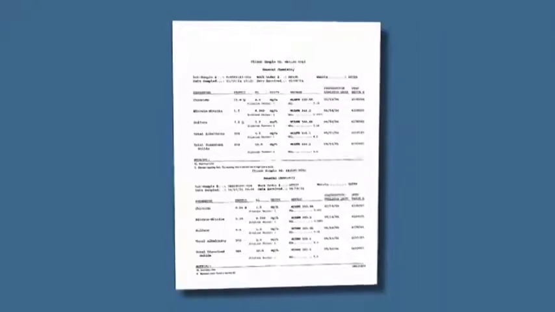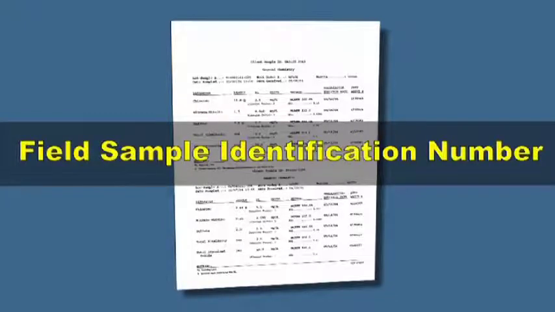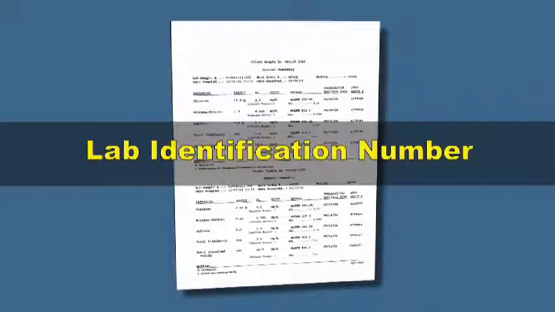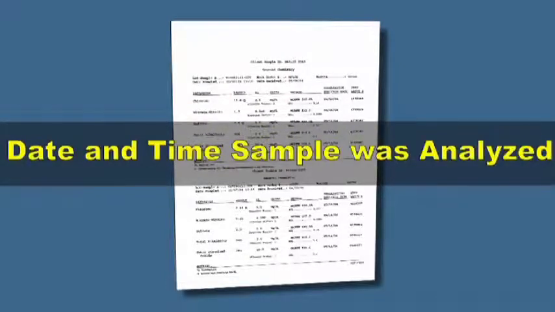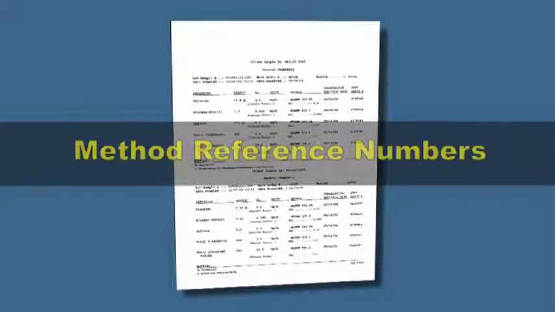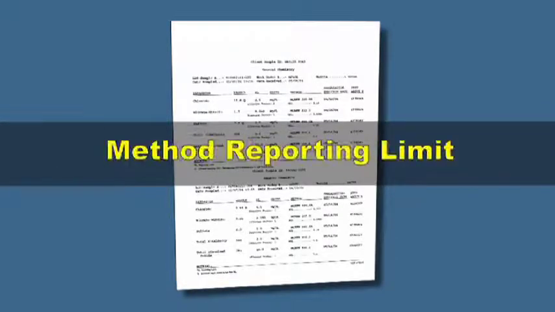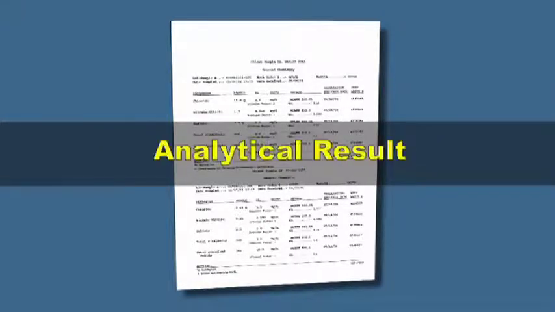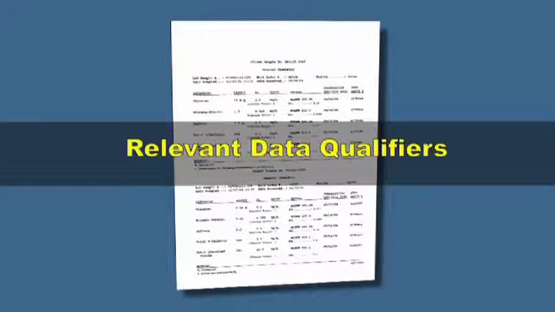The report that the lab sends you should contain the project name and site location, field sample identification number, the lab's identification number, the matrix, the date the sample was digested or extracted, the date and time the sample was analyzed, the method reference numbers, the name of the analyte or parameter, the method reporting limit that has been adjusted for volumes, weights, or dilutions, the method detection limit, the analytical result, the concentration units, the dilution factors, the percent moisture, and any relevant data qualifiers.